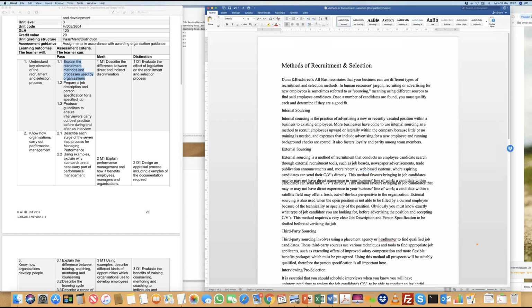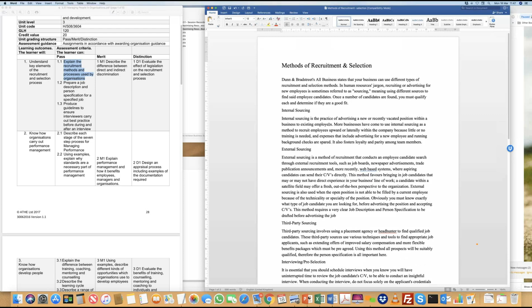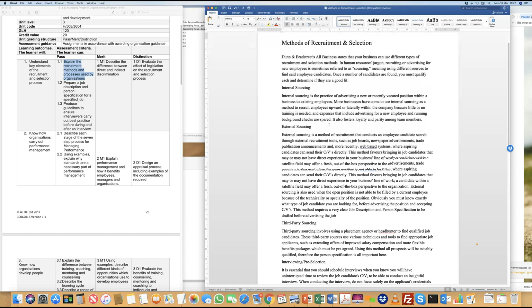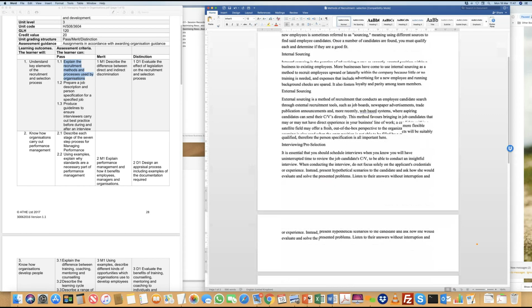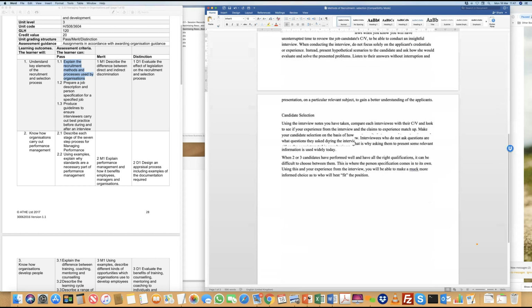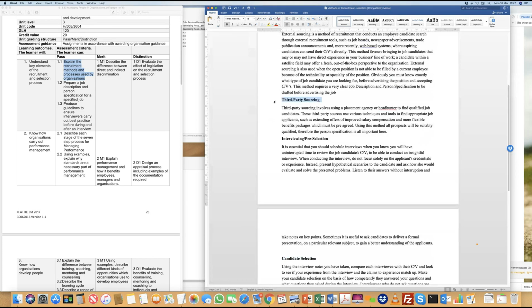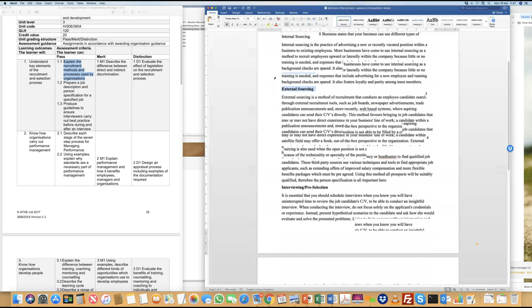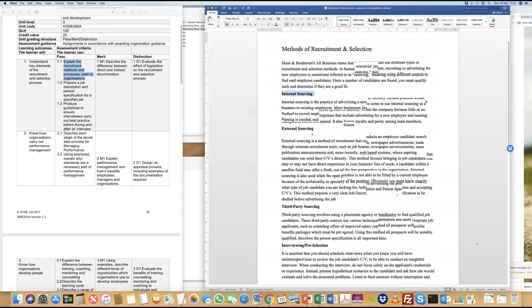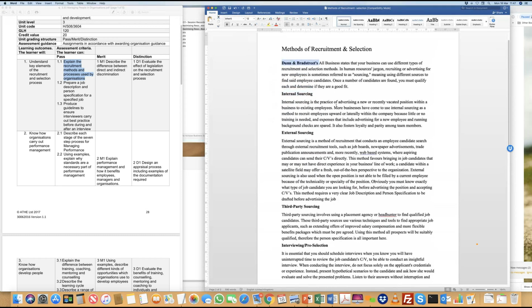So Dun & Bradstreet is basically an organization which works for Tesco. It's a big recruitment organization. And what I've done is basically summarize the processes of recruitment and selection here. So interviewing, candidate selection, third-party sourcing, external sourcing, internal sourcing, and then using websites.